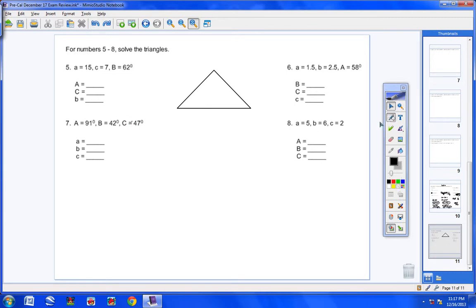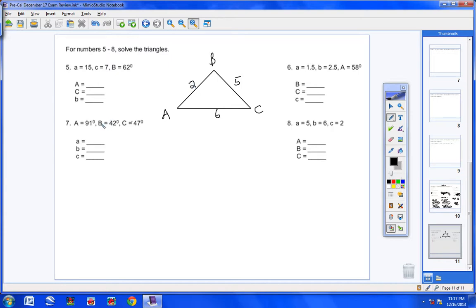So now we're going to move on to number 8, and it's our last problem for the day. So good job. Hopefully you've listened well, and we're just about finished. Okay, we know side A is 5, we know side B is 6, and we know side C is 2.